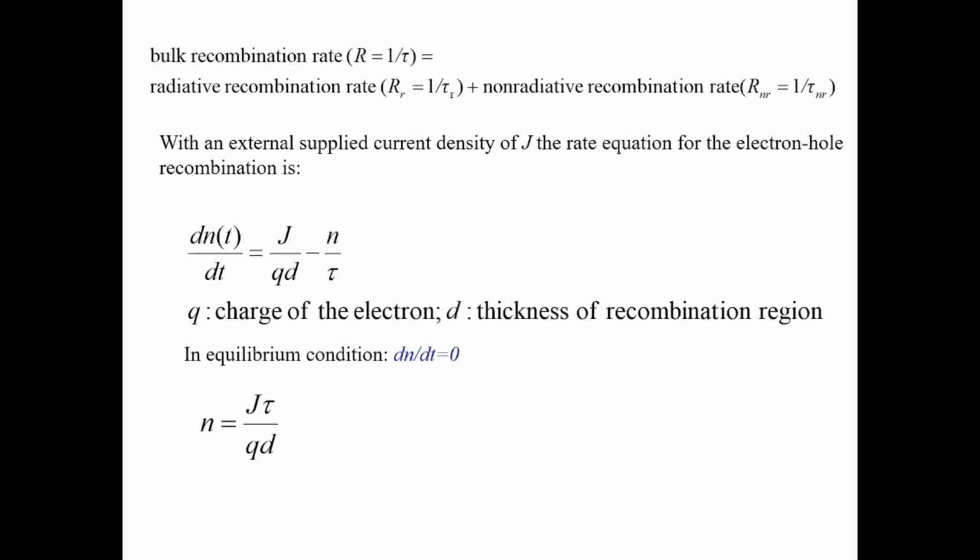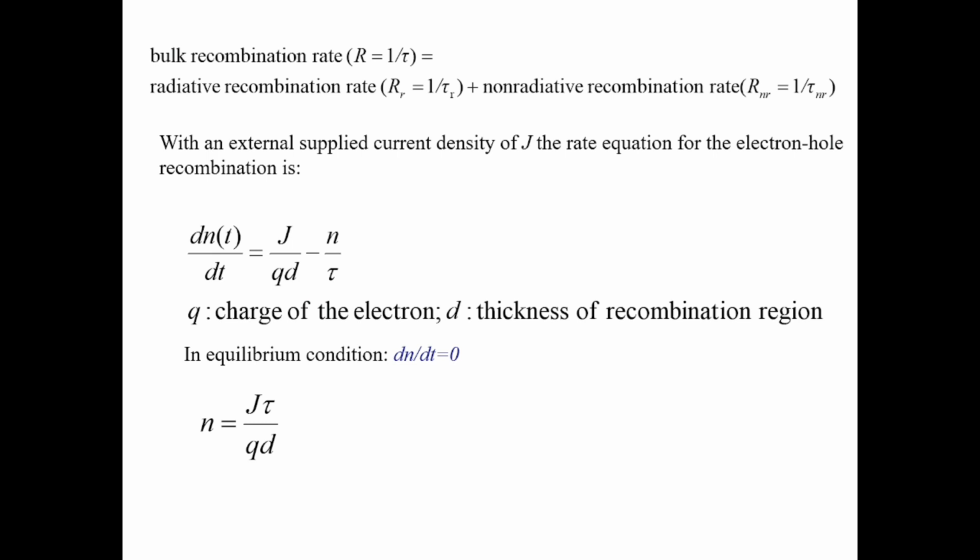So normally the recombination rate will be 1 by tau. You can express it in terms of radiative recombination as tau r, and non-radiative recombination as tau nr, where nr represents the non-radiative recombination and tau r indicates the radiative.